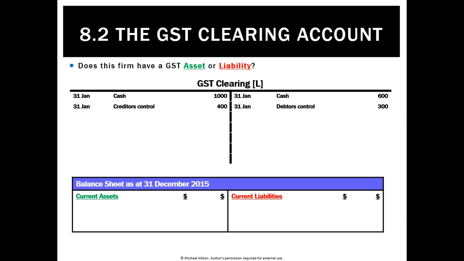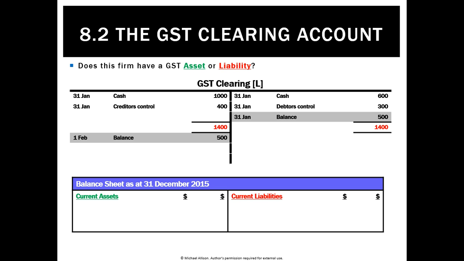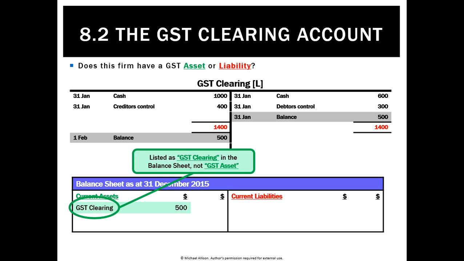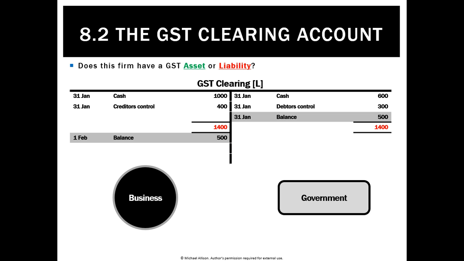Looking at a slightly different ledger, if we balance this one out, what we'll get is a debit balance of 500, and that must mean if it's got a debit balance, that's actually an asset. So what we'll do is we'll put GST Clearing under the current assets section instead. Just remember, we're writing the name of the account in the balance sheet as GST Clearing, not as GST Asset or GST Refund. So remember to use the word clearing. And what this means is that at some point we're owed $500, so the government will give us $500.